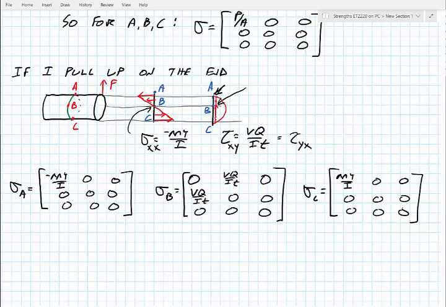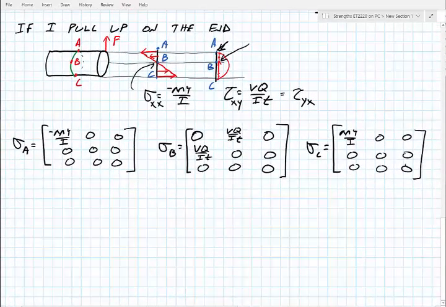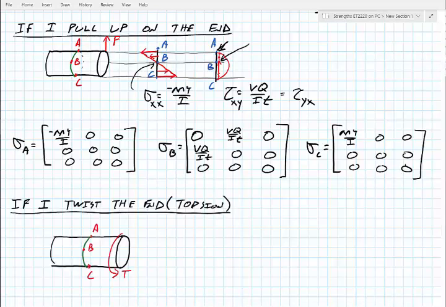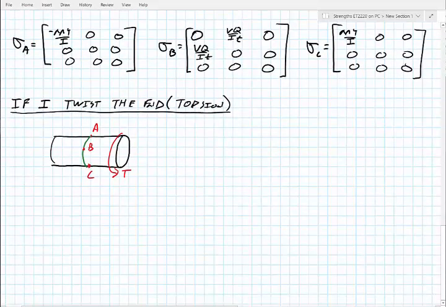Now the third thing that I can do to this is I can apply a torsion or twisting force on the end. So if I were to twist the end, then we're going to be looking at our torsion equation. And we said we have a shearing stress due to that torsion. It's equal to Tc over J was our equation. The question is, what does it look like and in what direction?